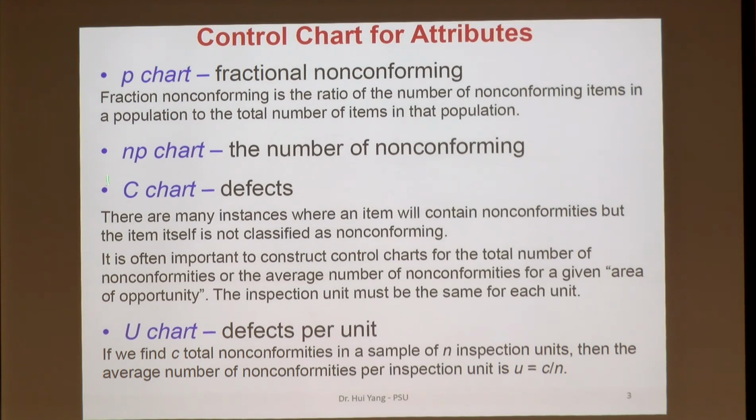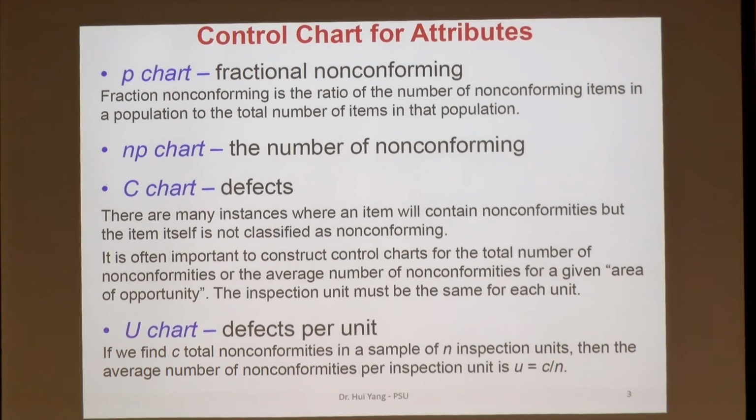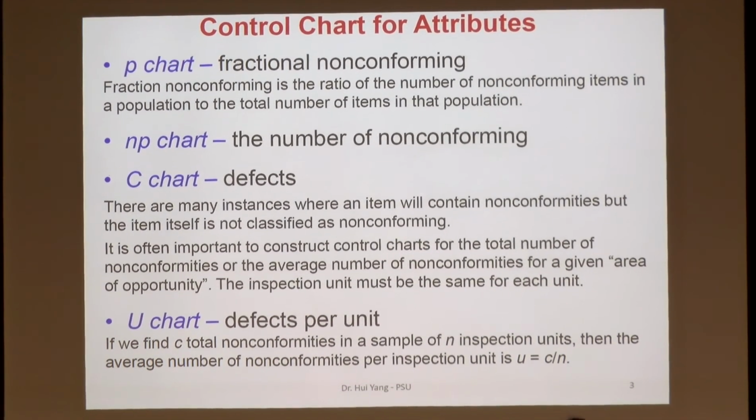So this is a fraction non-conforming. NP chart is the number of non-conforming. It's not a fraction anymore. It's a number. How many of them are non-conforming? So for the P chart you want to monitor the fraction in each sample: what is the fraction of non-conforming? But for this one, you are monitoring how many of them are non-conforming.